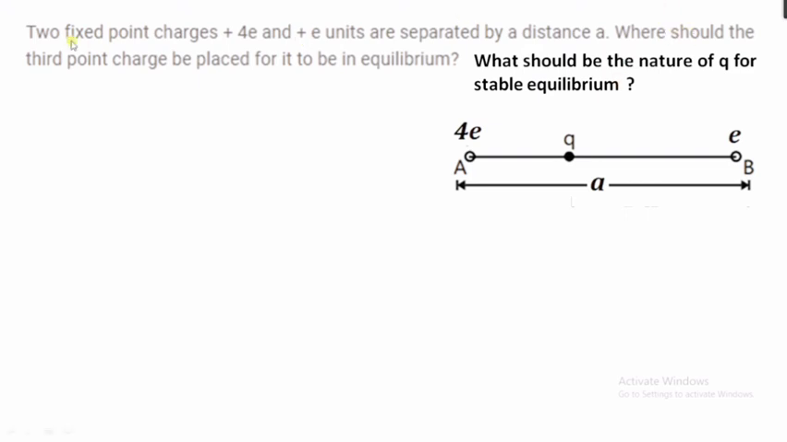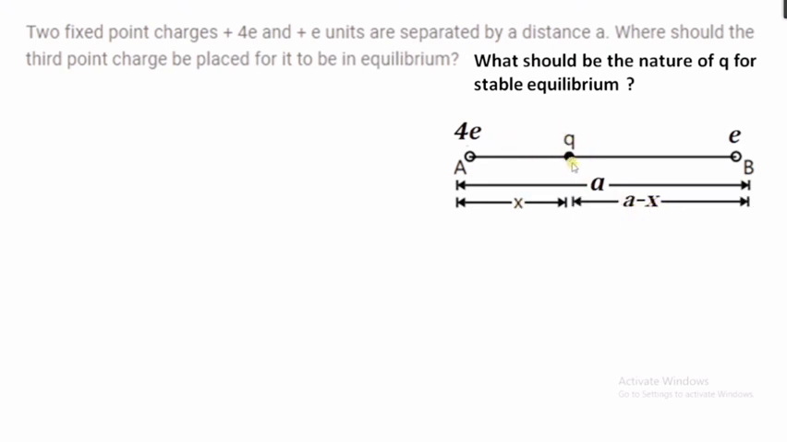Where should the third point charge be placed for it to be in equilibrium? What should be the nature of Q for the stable equilibrium? Now according to the question, the charges 4e and e are placed at a distance of a. So we are keeping the charge Q in between. Let the distance be small x, and this remaining distance is a minus x.